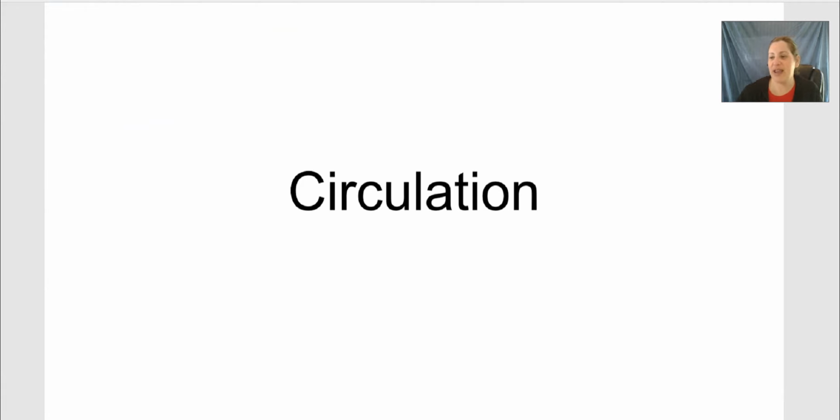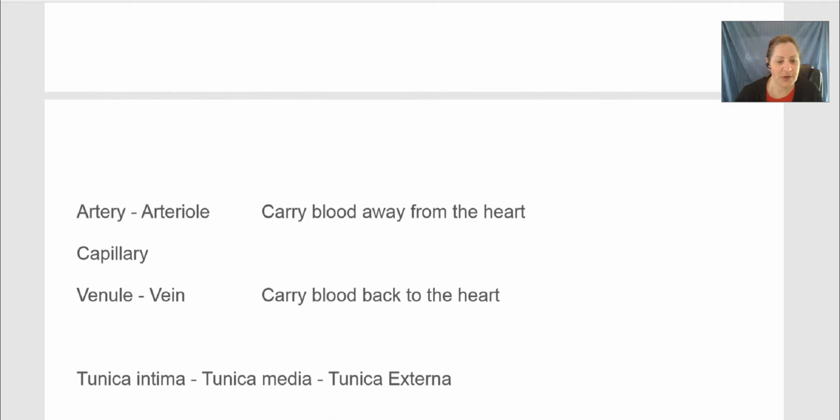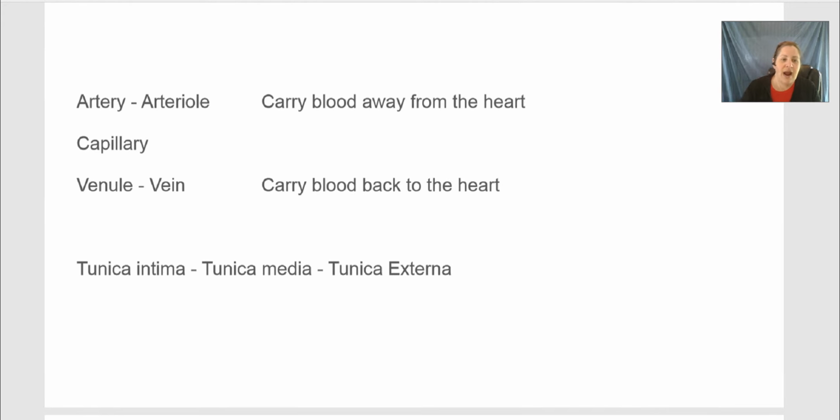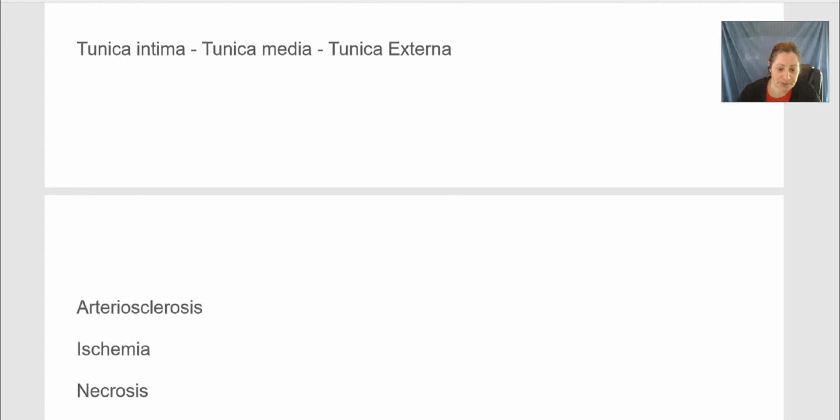This may seem like a very short takeaway slideshow. There's only 4 slides plus this one. Don't think that doesn't mean there's a lot in this chapter. There is still a lot in this chapter. Arteries and arterioles carry blood away from the heart. Know that the exchange vessel is the capillary, and then the venules and veins. Know the tunica intima, media, and externa, and what the difference is between arteries and veins in those layers.